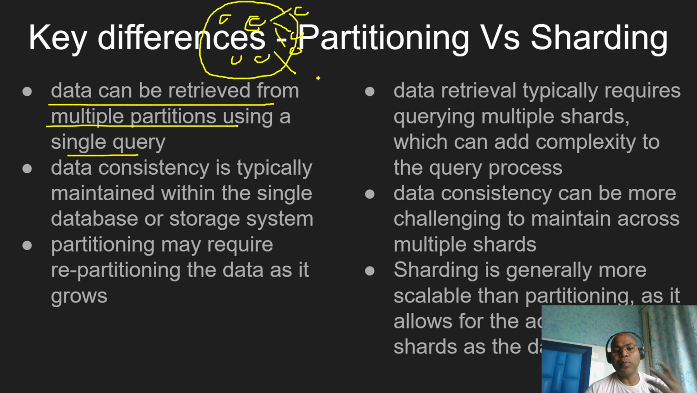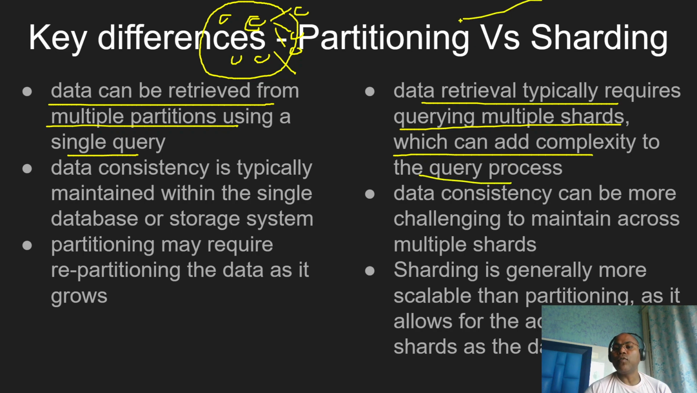From the developer perspective, retrieving data from multiple shards adds more complexity, and you have to figure out complex techniques to take data from multiple shards, because these shards are in independent, different locations and servers. Getting data from multiple servers adds complexity. But with partitions, we can get data from different tables simply with a query. Data consistency is typically better with partitioning because it is only one server.